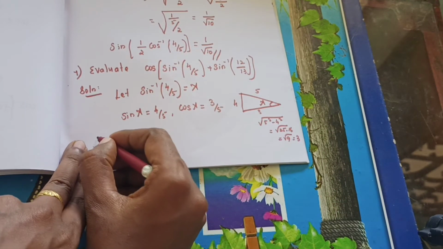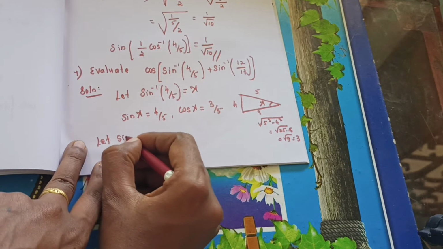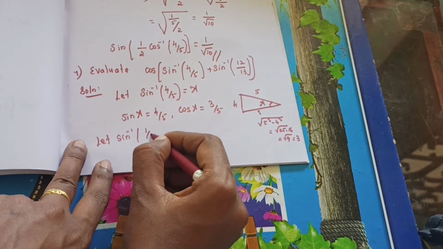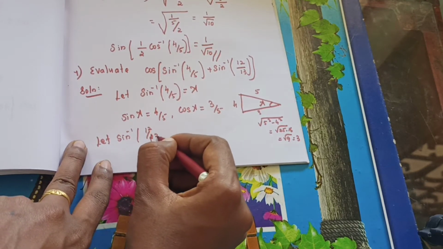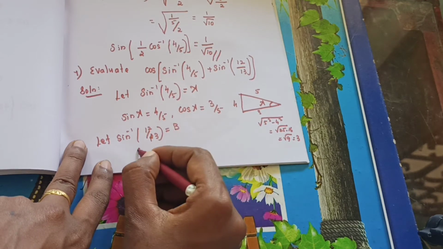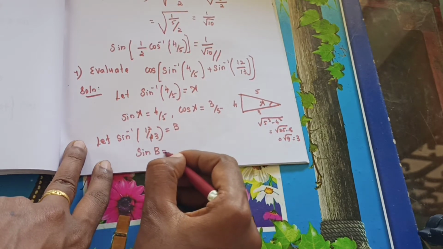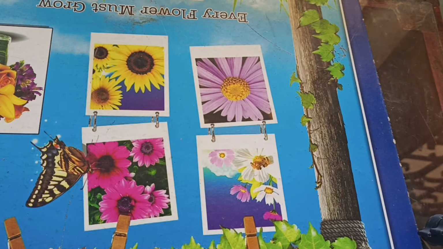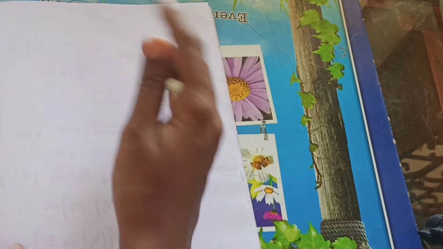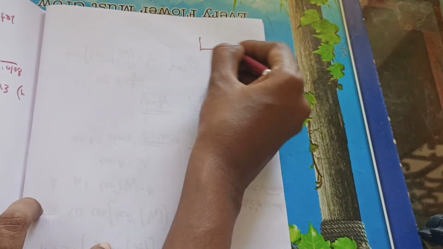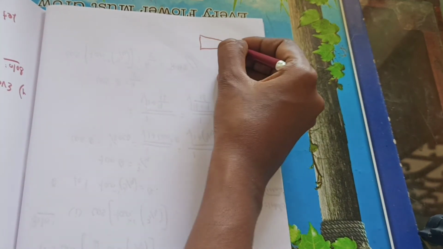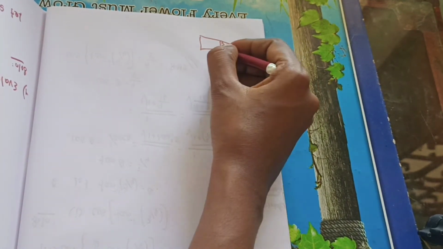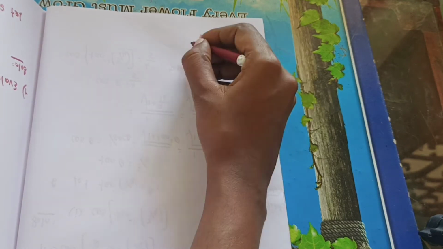Okay. So then again you consider sine inverse of 12 by 13. Is it right? 12 by 13 is equal to B. So from this, sine B equal to what's the value? 12 by 13. So consider one right angle triangle and find out cos B also. So I'm going to consider one right angle triangle again. So this is B. So 12 by 13, is it right?